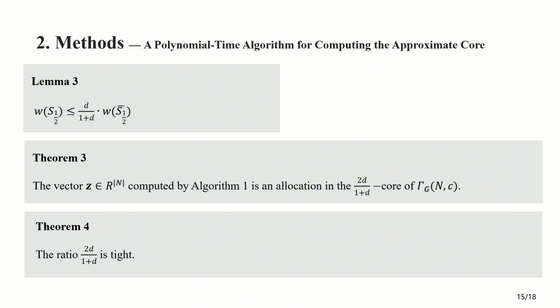Based on these results, we can further derive Lemma 3. By applying Lemma 2 and Lemma 3, we can complete the proof of Theorem 2. Finally, we found a tight example that demonstrates our result is optimal, based on the maximum degree of the vertices in the graph. After introducing our work, let's move on to the final section, further work.